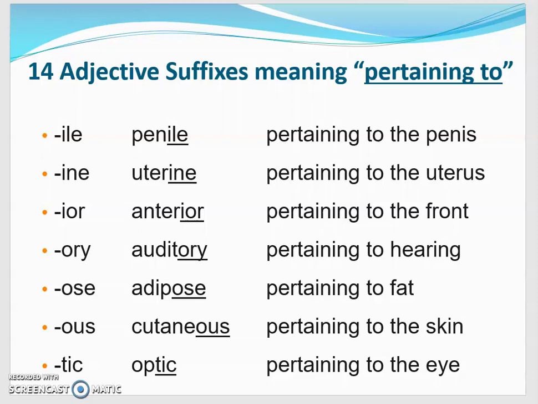So there's our first deviation from the rules. Because I always said if it starts with a consonant, you need to have the combining vowel to attach a suffix. Well, optic is a perfect example of how we break that rule but still have a usable word. So optic means pertaining to the eye. Tic is always obviously going to start with a consonant, and it will never need the combining vowel.